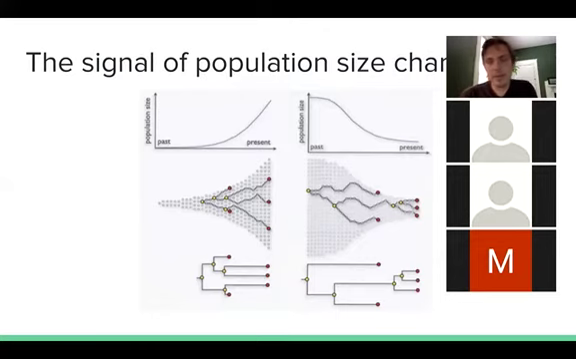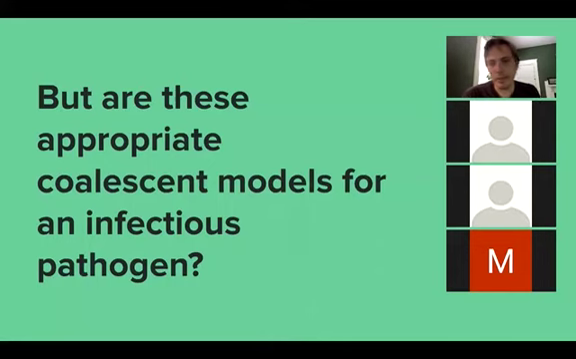But now we've become much more sophisticated in our epidemiological modeling, and it's gotten to the point where we can actually go back and ask if these simple types of population genetic models, like the Wright-Fisher model, are actually appropriate for any given infectious pathogen.